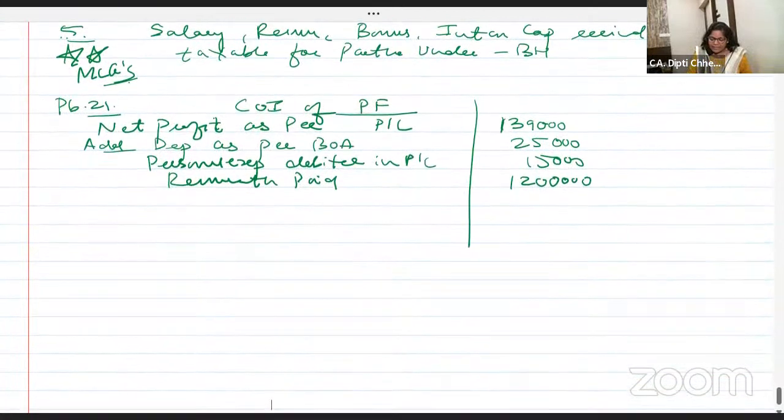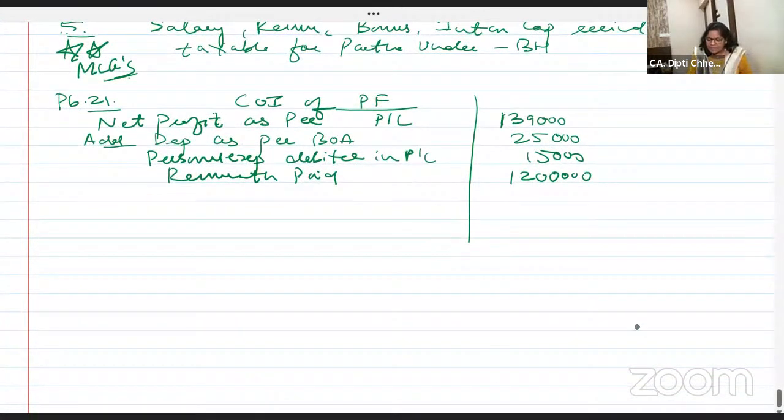Chalo. Net profit आपका कितना आ रहा है बेटा? 1,39,000. Depreciation as per books, add back किया. Personal debited in the P&L. Remuneration paid. Already 1,20,000 remuneration if you have paid, add it back.